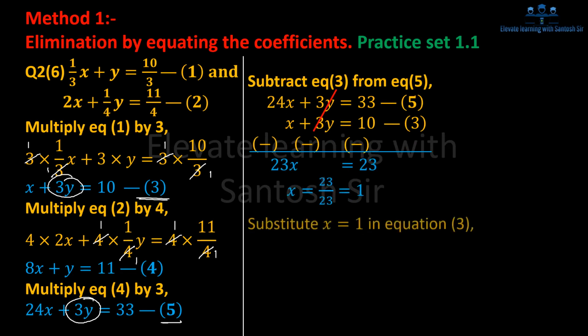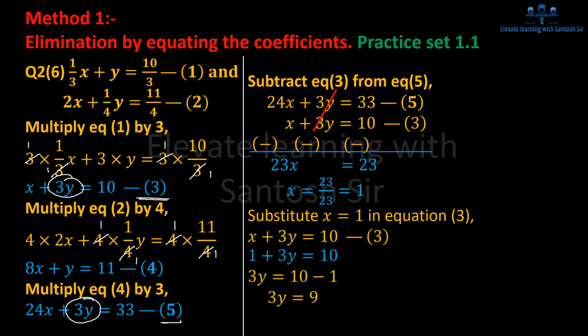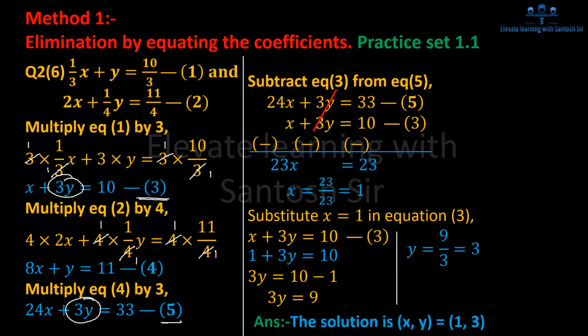We can use this value of x in equation 3. In the equation 3, we will put 1 in place of x. So we will get 1 plus 3y is equal to 10. And on solving this ahead, we will get y is equal to 3. So the solution is x comma y is equal to 1 comma 3. Let's take up the next question.